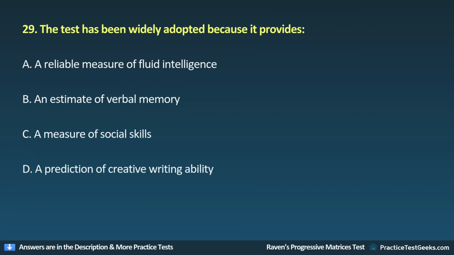29. The test has been widely adopted because it provides: A. A reliable measure of fluid intelligence. B. An estimate of verbal memory. C. A measure of social skills. D. A prediction of creative writing ability.